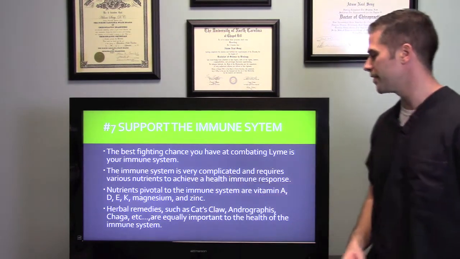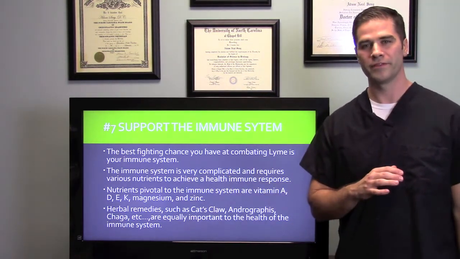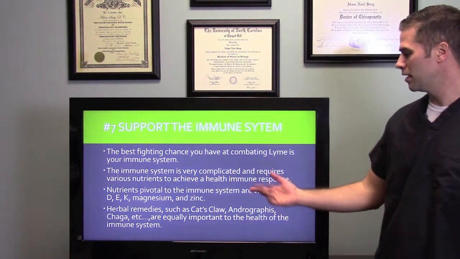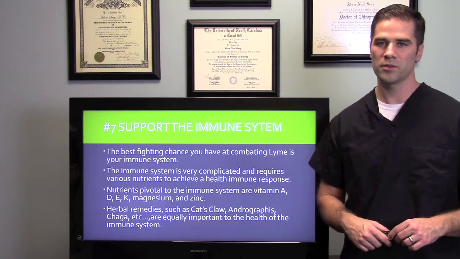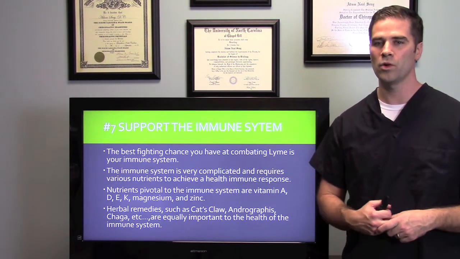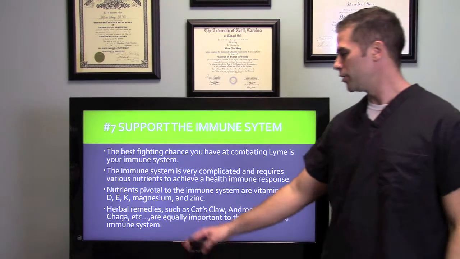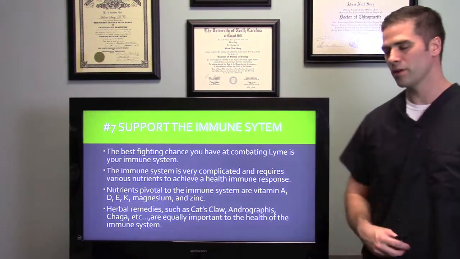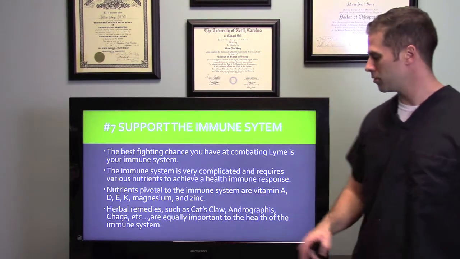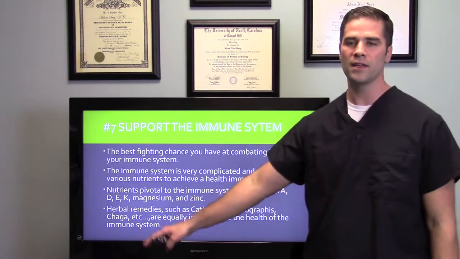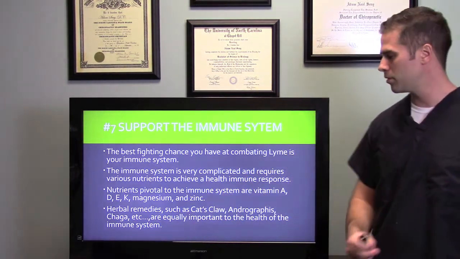The immune system is very complicated and requires various nutrients that we usually test for to get a healthier immune response. So we have to figure out what exactly your body wants to combat this. Nutrients pivotal to the immune system are going to be some vitamins that we just go over, and it's what we call ADEK, which is your A, D, E, and K. Your fat-soluble vitamins are very important.